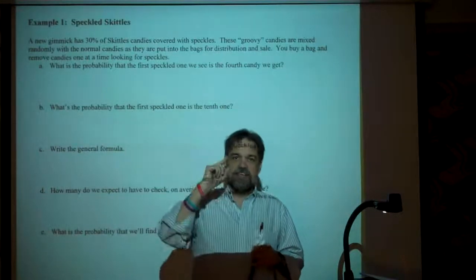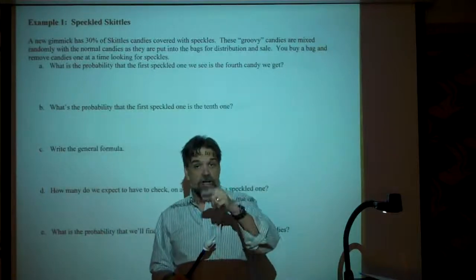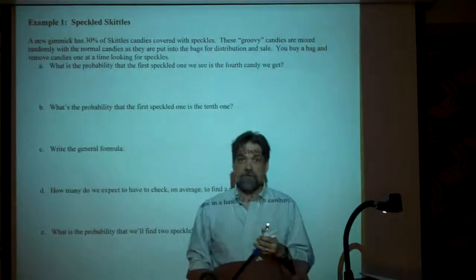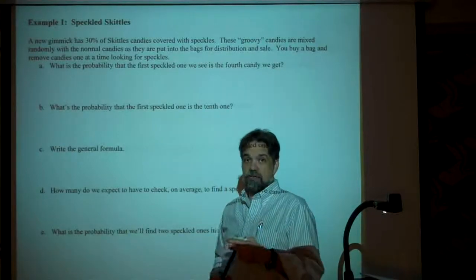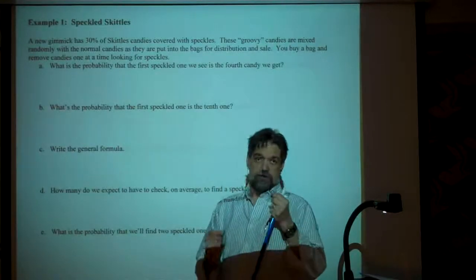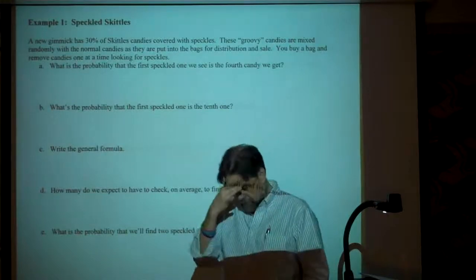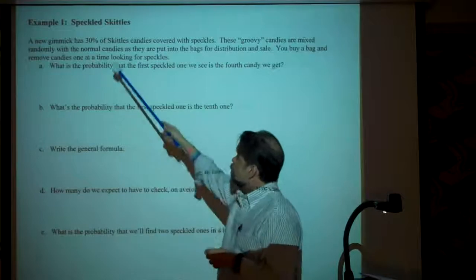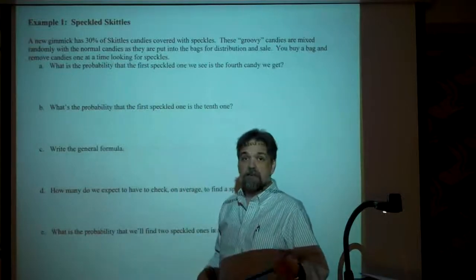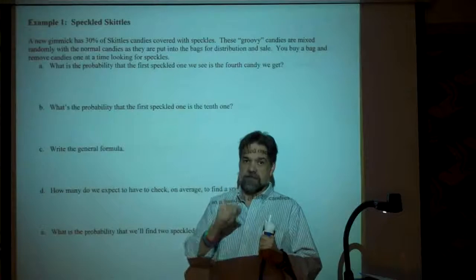And the answer is yes. This is a perfect example of a Bernoulli random variable. Why? Well, what are the three characteristics? Number 1, there are only two outcomes: speckles, no speckles. Speckles, success. No speckles, failure. There's a constant probability, 30% of success each time. And each trial is independent.